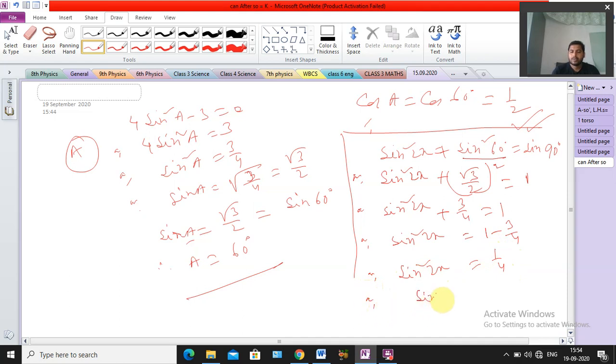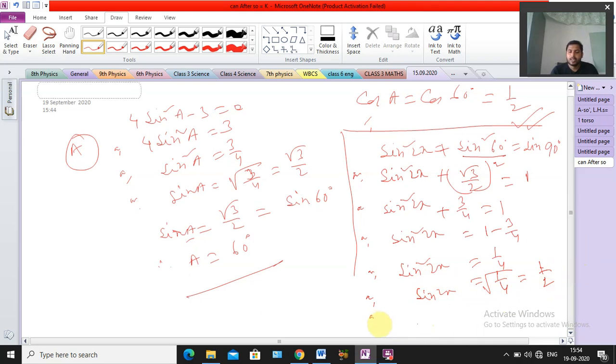So sin 2x equal to root over 1 by 4, because the square was on the left-hand side, and if we bring it to the right-hand side, that will be the square root. Root of 1 by 4 is 1 by 2. So sin 2x equal to 1 by 2. And whose sin value is 1 by 2? Sin 30 degree equals 1 by 2. Clear?